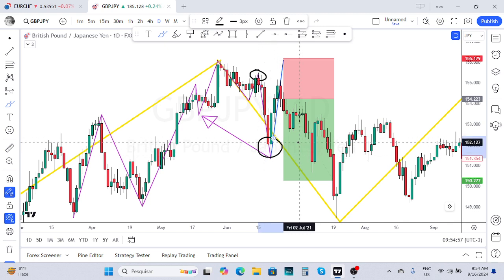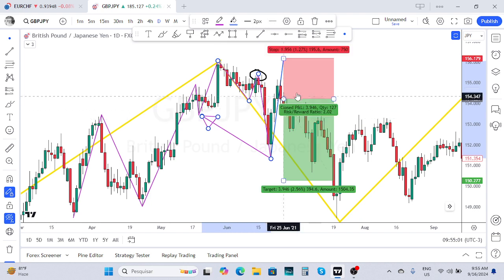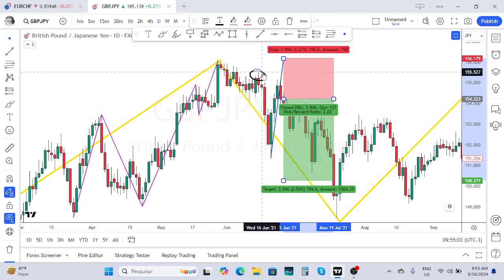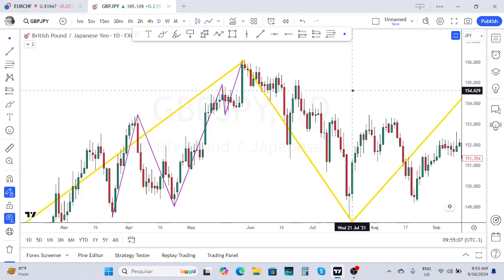All right, guys, so this is what I want to share with you: that you can trade the market, you can analyze the market, and you can make pips for yourself.